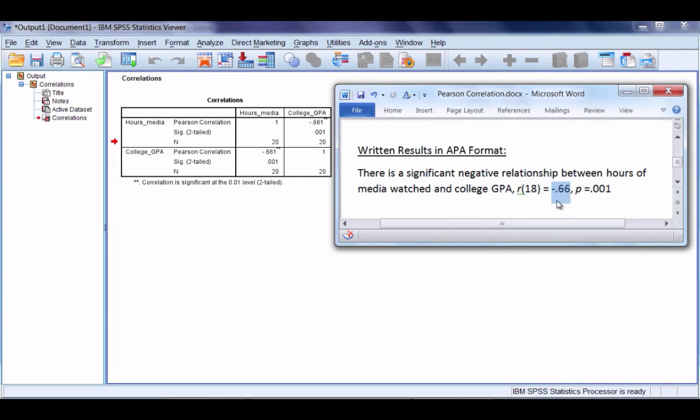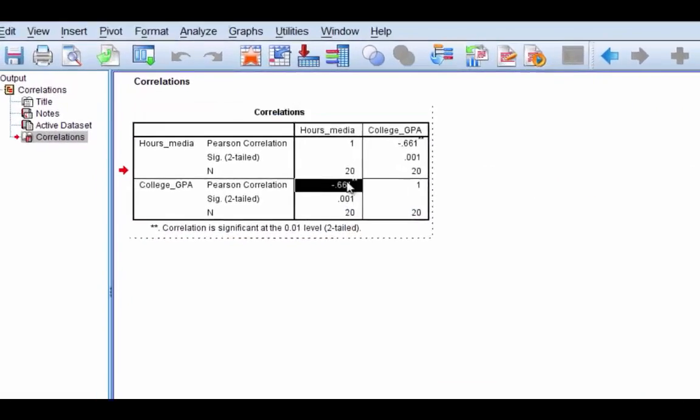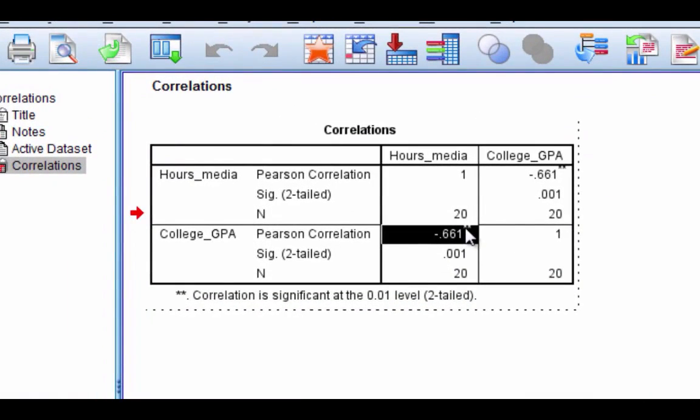Next, we have a correlation coefficient of negative 0.66, which you can see in the output here when we round to 2 decimal places. And then we have a p-value of 0.001, which is shown in our table here. Notice as well in the output here that SPSS uses asterisks to indicate if the test is significant.